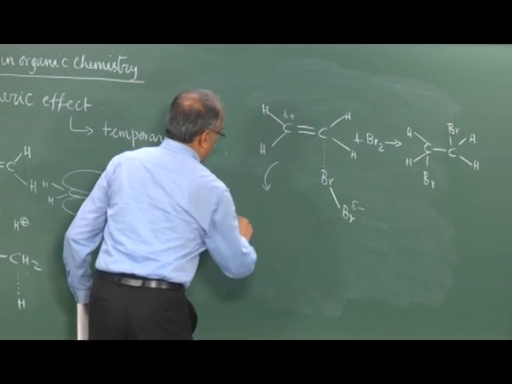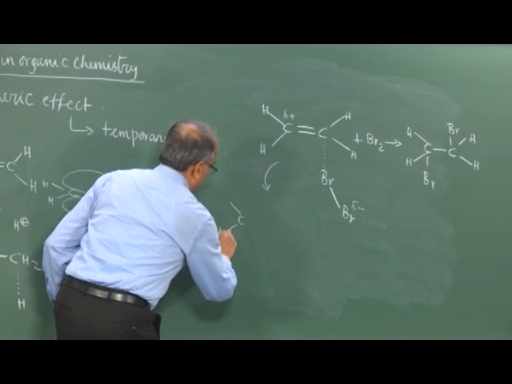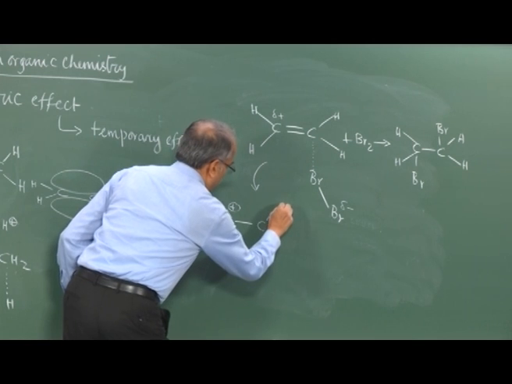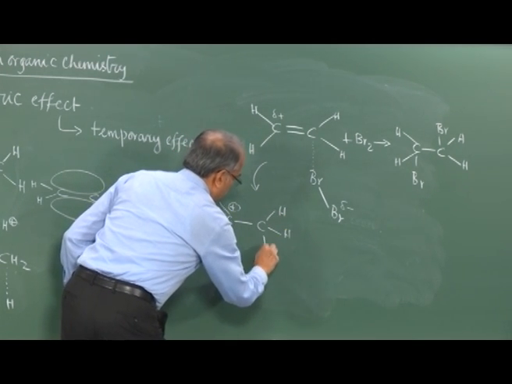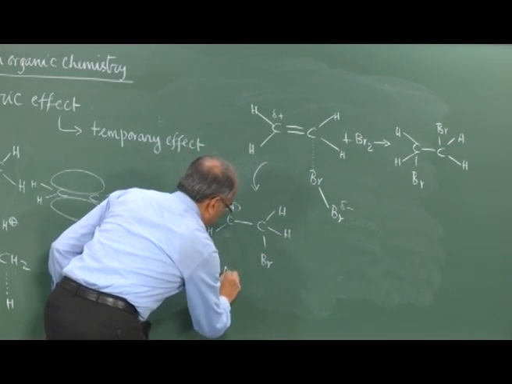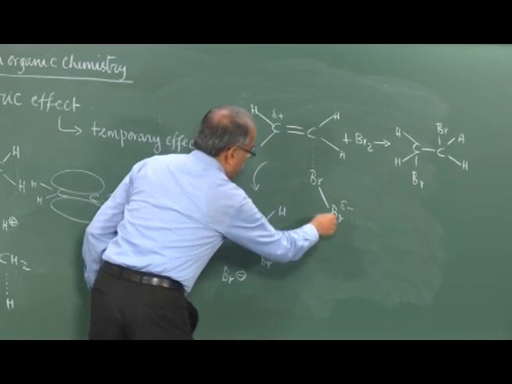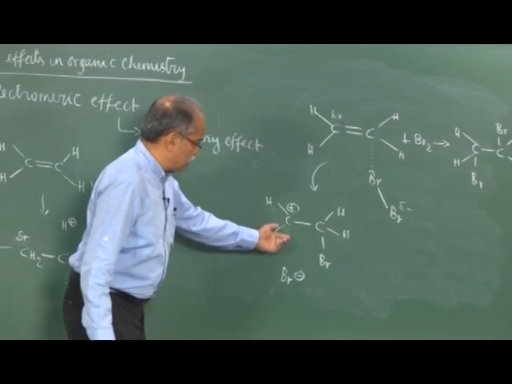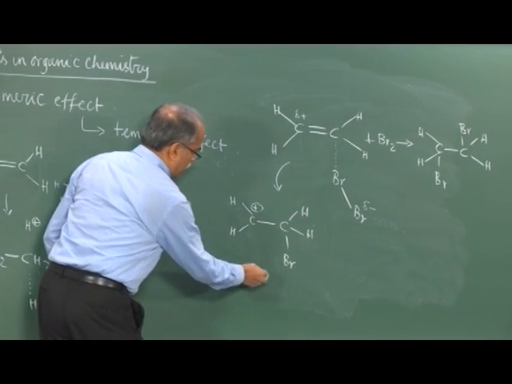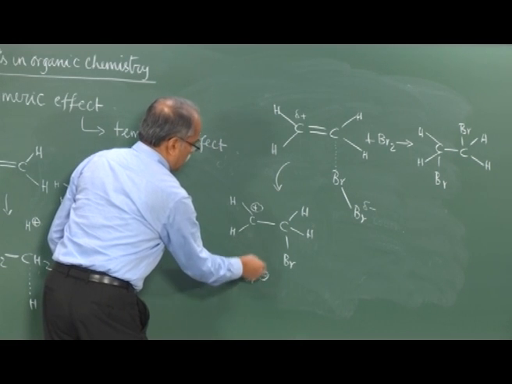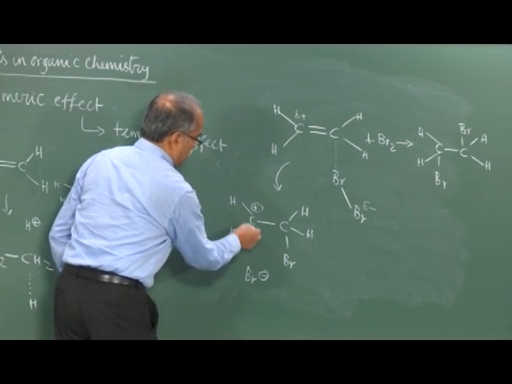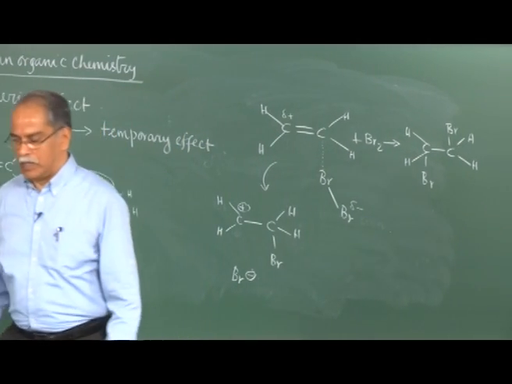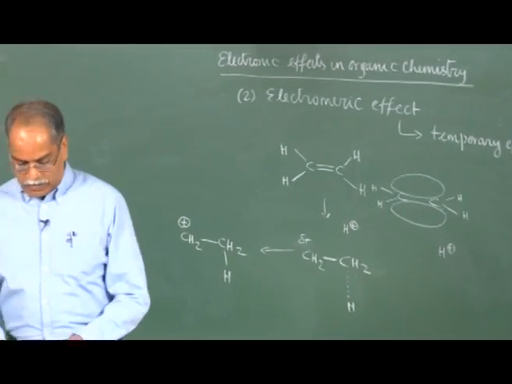When the bromine is completely attached, a fully developed carbonium ion will be formed, and a bromide ion will be formed, for example. So, this would be a sort of intermediate structure that you have. Then the bromide ion and the positive charge will collapse. This is an inter-ionic interaction leading to the formation of the product, which is the dibromide. So, the electromeric effect is a temporary effect.